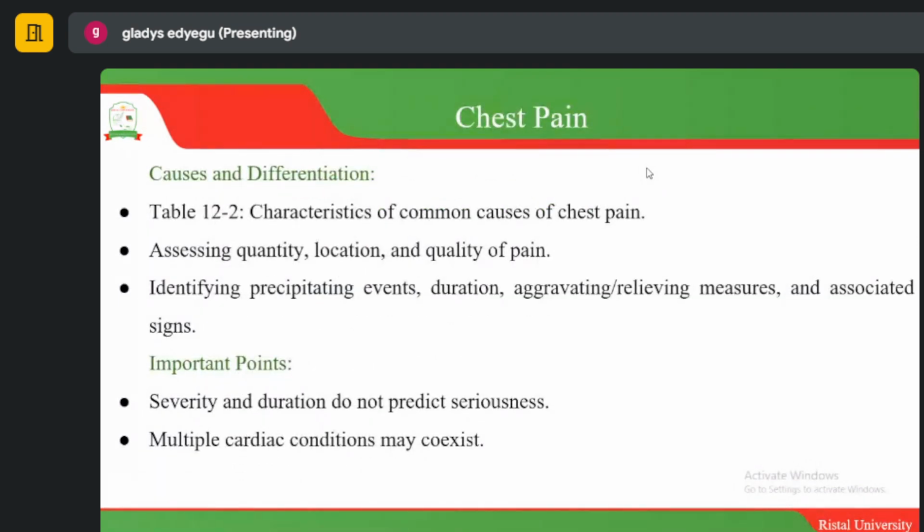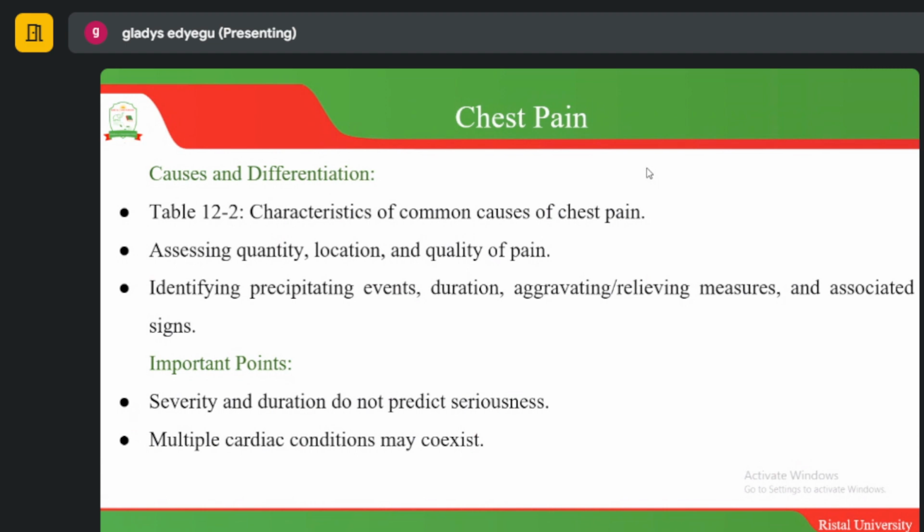So for the case of chest pain, we look at the causes and the differentials. So you look at characteristics of common causes of chest pain. You have to find out why the patient is feeling chest pain. You have to go in depth to find out, because it may be something else.